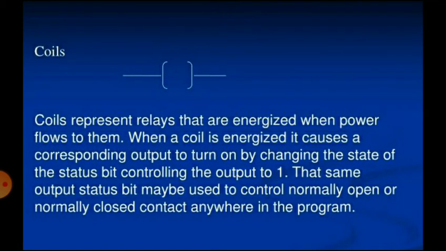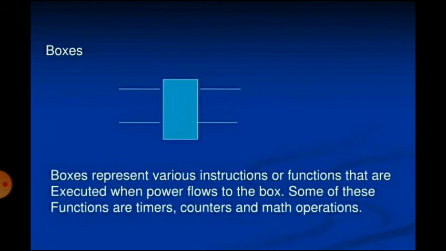The output device is normally a coil, will be on the right side of the ladder rung and actuated when the contact is on. The ladder diagram is read from left to right and from top to bottom. Each rung is scanned and evaluated one after the other. Another element is called the boxes. Boxes represent various instructions or functions that are executed when power flows to the box. Some of these functions are timers, counters and math operations.